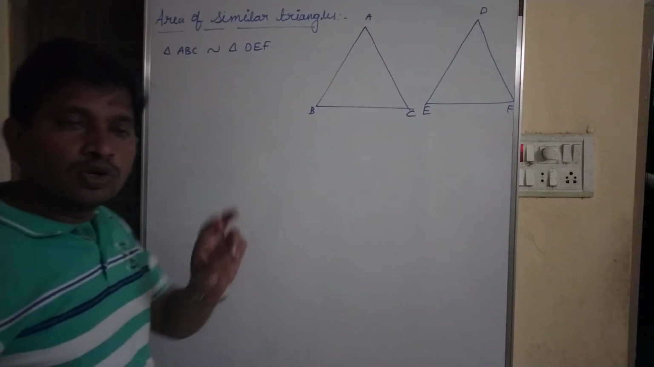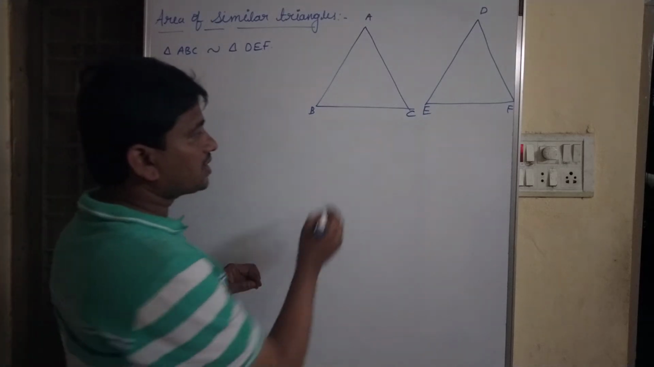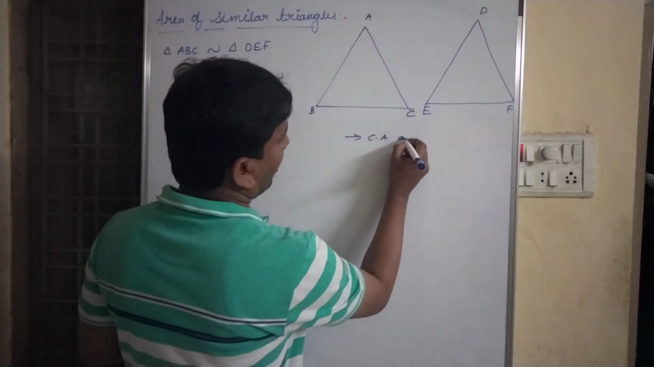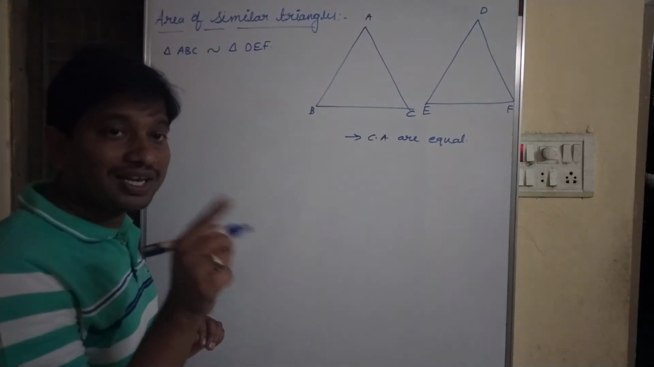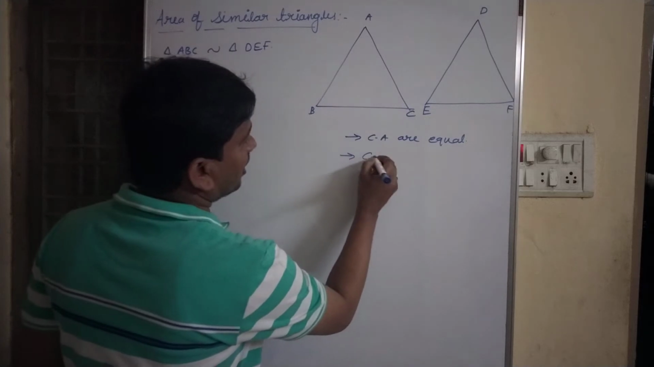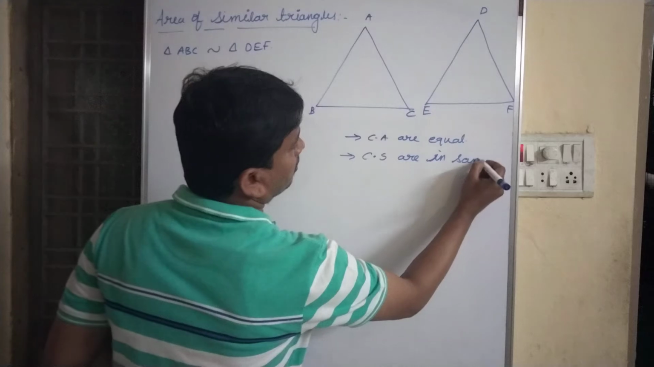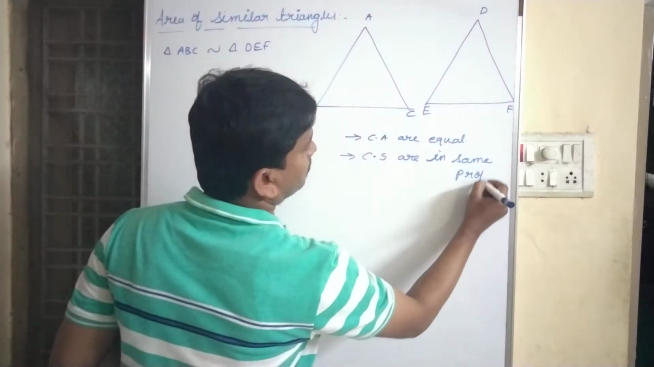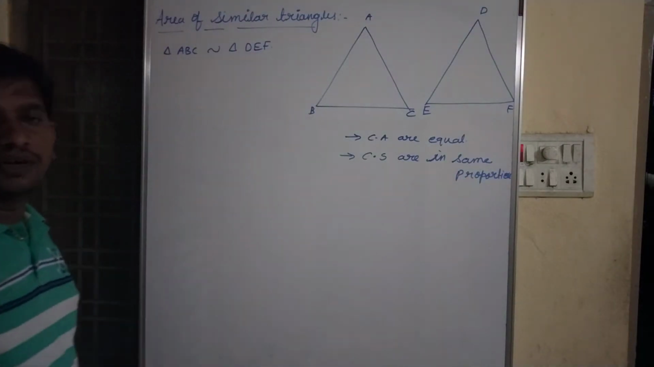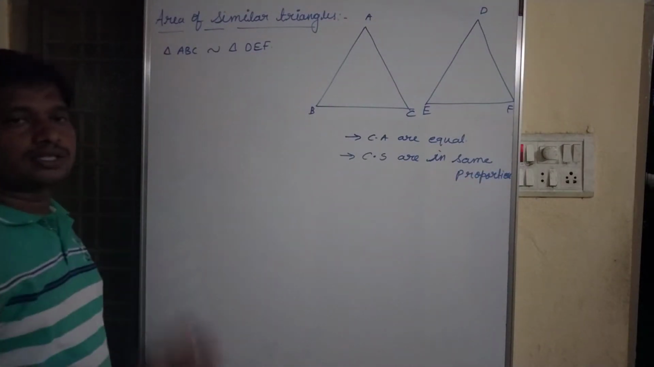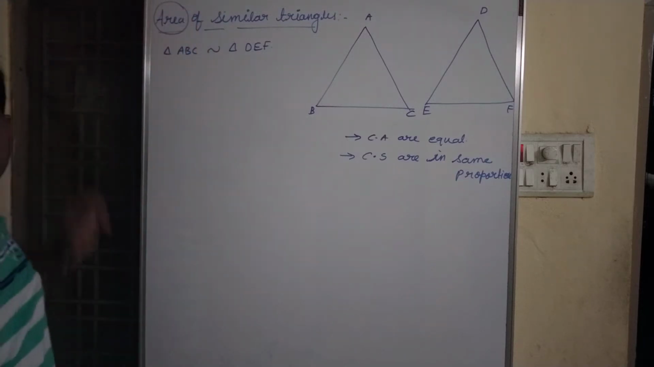When can we say that two triangles are said to be similar? The first criteria is corresponding angles are equal, and the second criteria is corresponding sides are in the same proportion. So this is the criteria for similarity of two triangles. Actually, our concept is area of similar triangles.